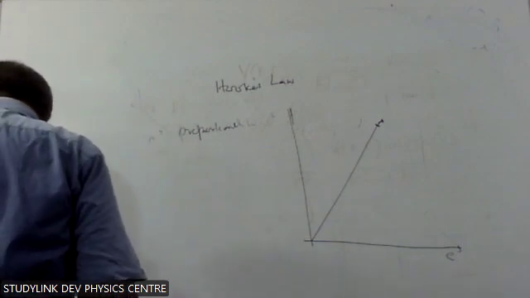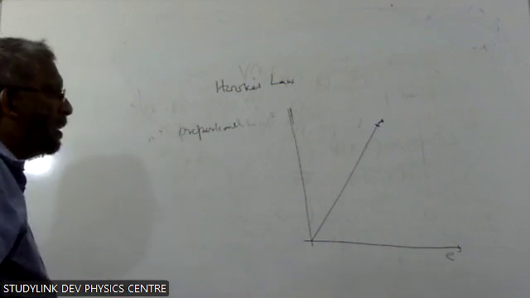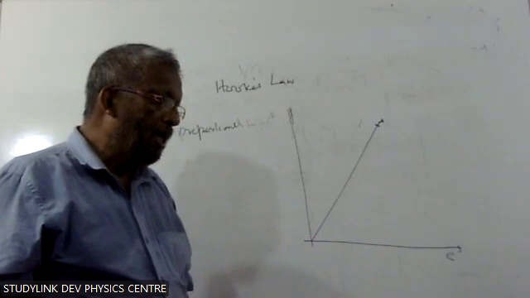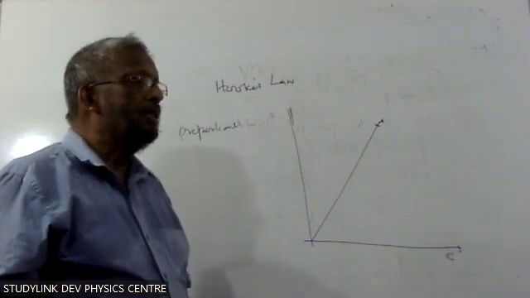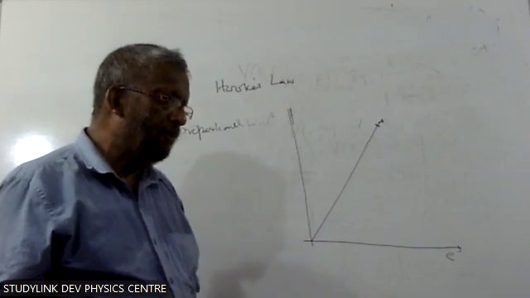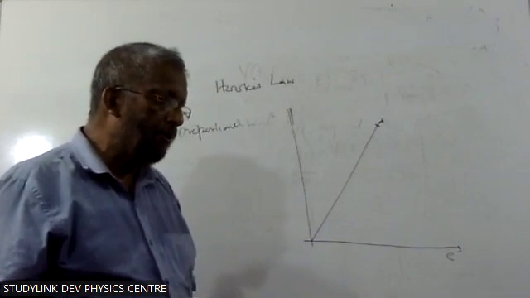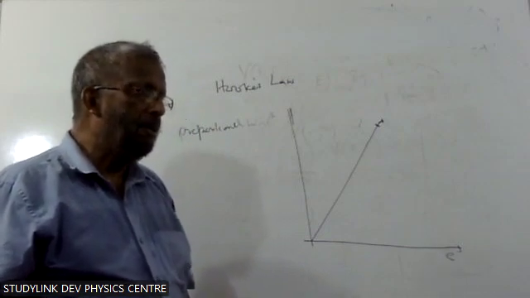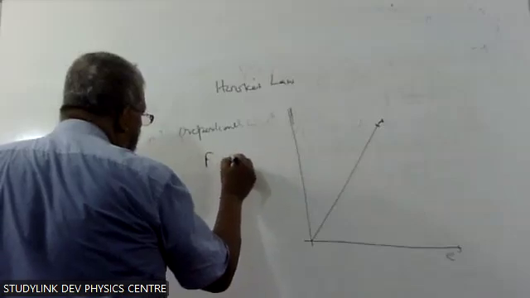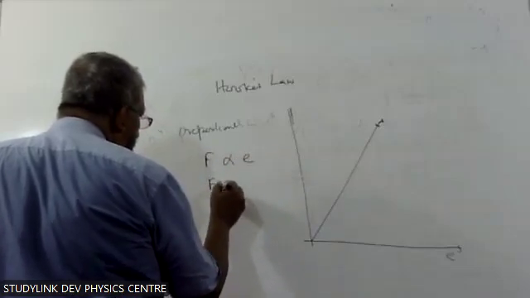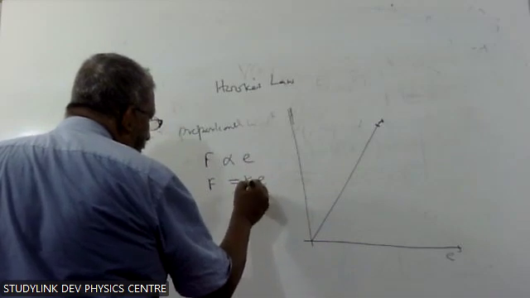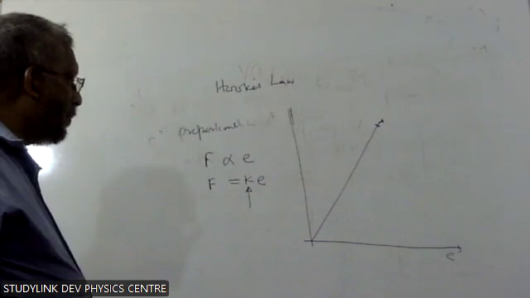within the proportional limit, a force applied to a suspended wire is directly proportional to the extension. F is directly proportional to extension. F is equal to KE, where K is the proportionality constant.